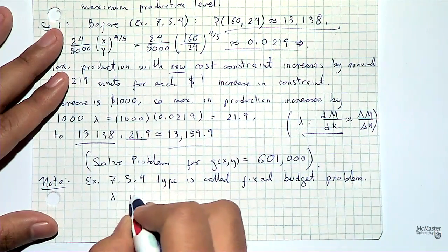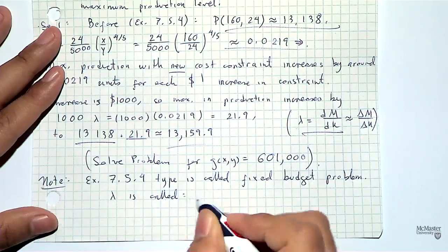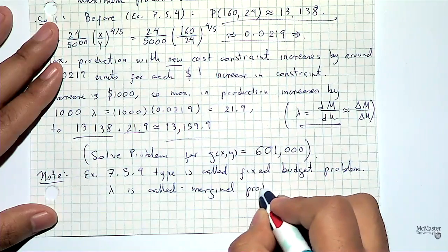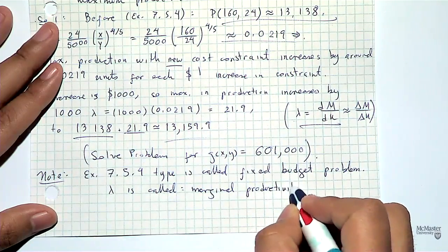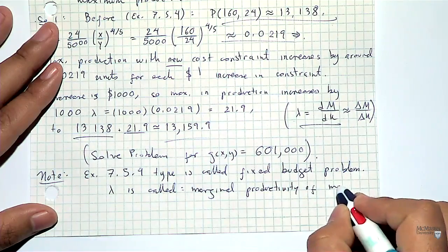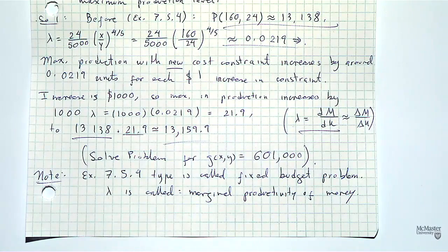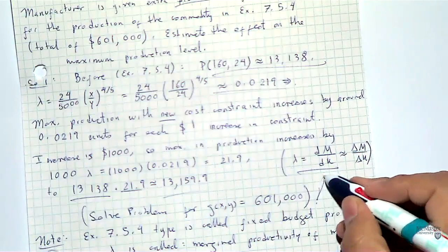And in that case, lambda is called the marginal productivity of money. Again, the marginal is always related to a unit increase, so it kind of makes sense by definition of the lambda over here.